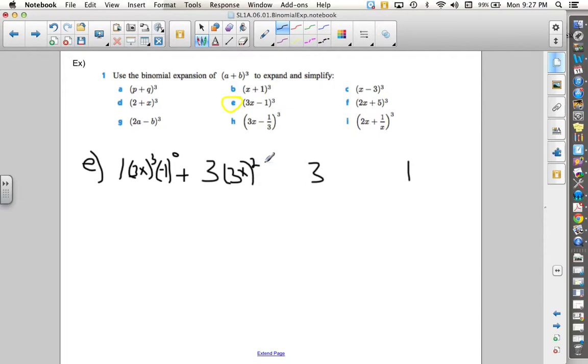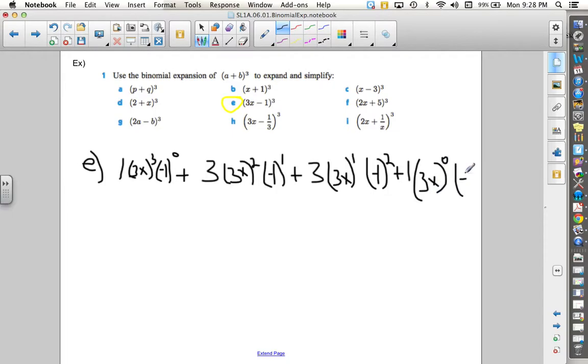Now, in the next term, we'll have 3x squared and negative 1 to the power of 1. In the next term, we'll have 3x to the power 1 and negative 1 to the power 2. And then finally, 3x to the power of 0 and negative 1 to the power of 3. And now all we have to do is simplify these.